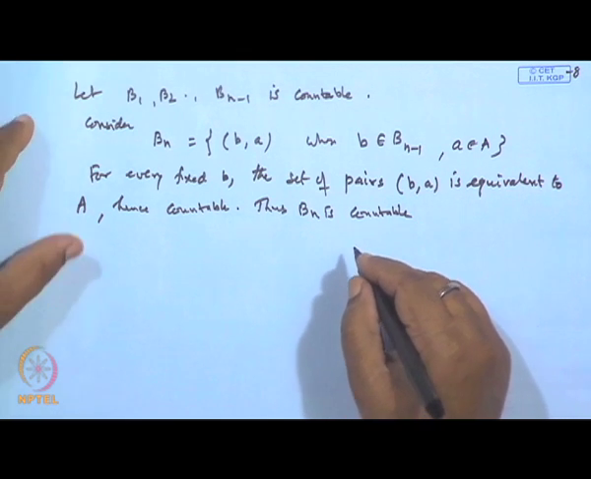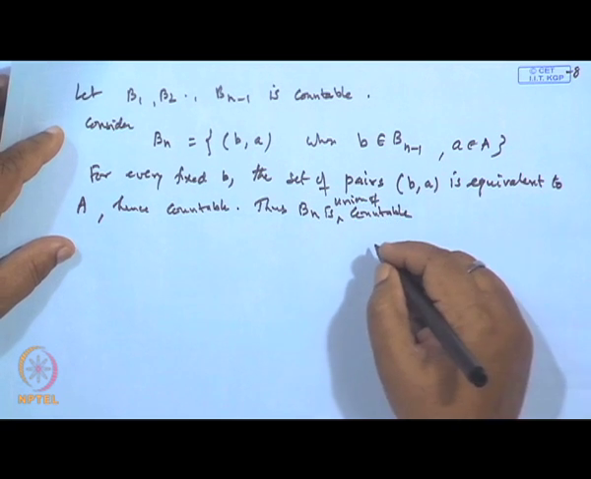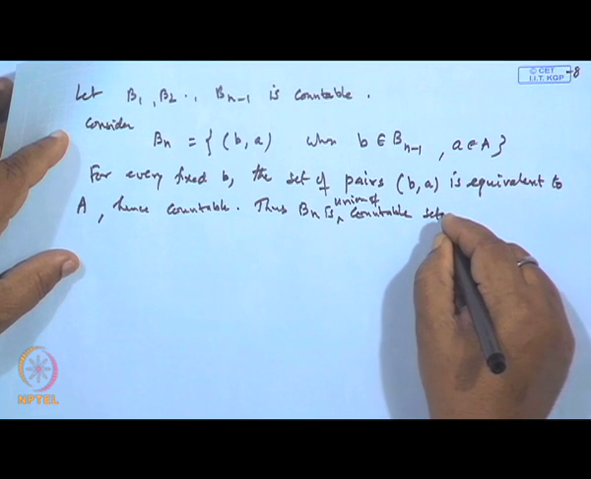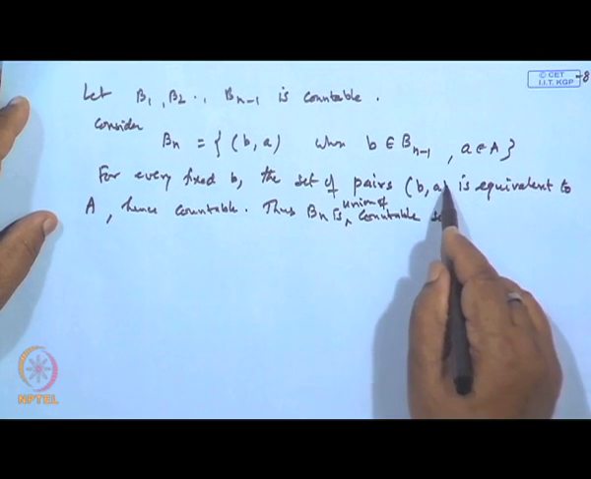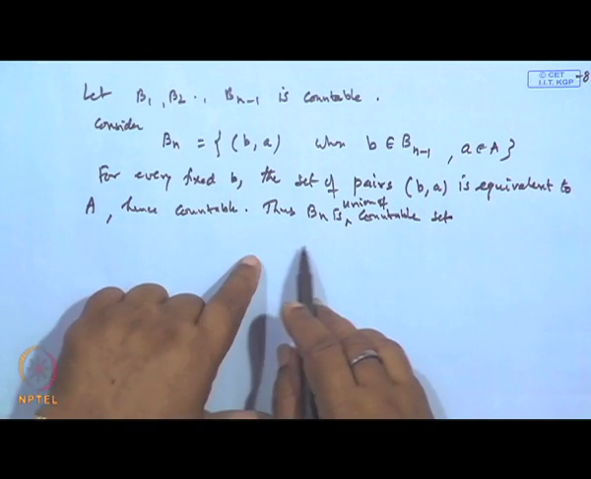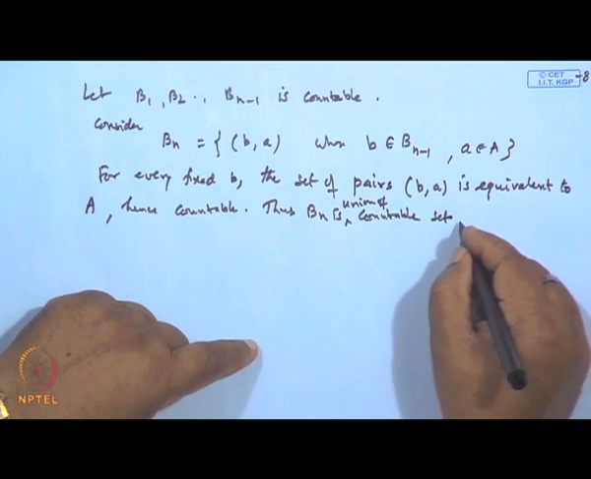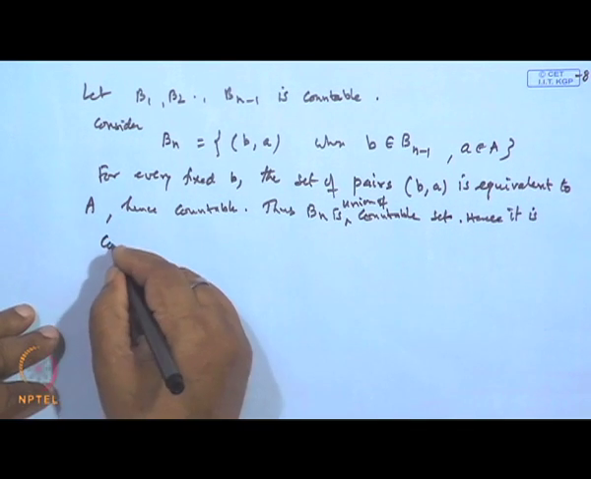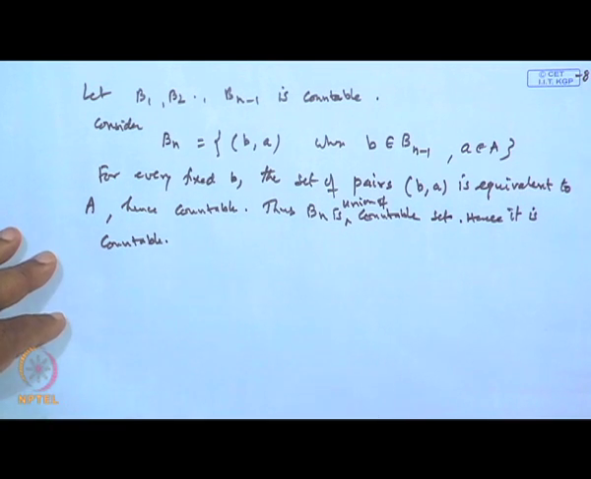The union of Bn is a union of a countable set, because A is countable and you are fixing Bn minus 1, which is also countable. So basically Bn is the union of the countable sets Bn minus 1 and A. Hence it is countable, by the previous result. Therefore, Bn is countable. So, this proves the theorem.